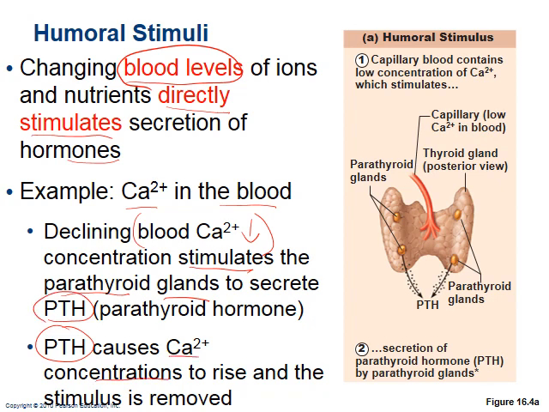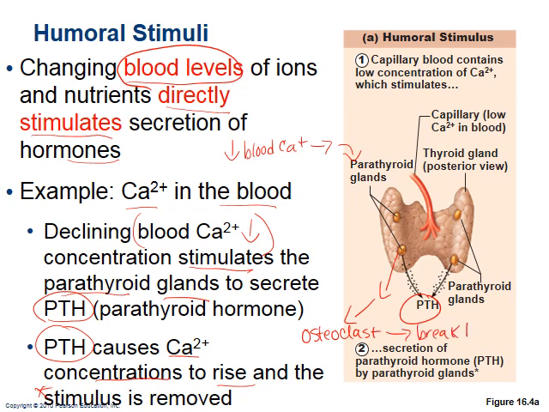It causes calcium concentrations to rise and the stimulus is removed. So if you remember we had low blood calcium, we're saying that turned on the parathyroid glands. It causes them to release parathyroid hormone. Do we remember that that hormone went to the osteoclasts and told the osteoclasts to break bone? And what happens when you break bone? You release calcium into the blood. And now your blood calcium levels are going to rise.